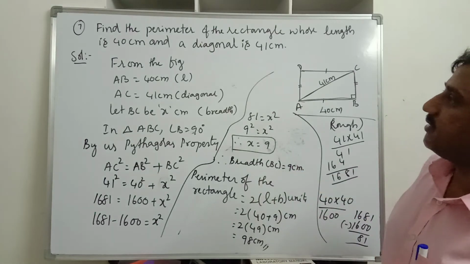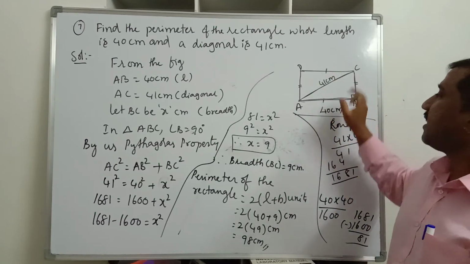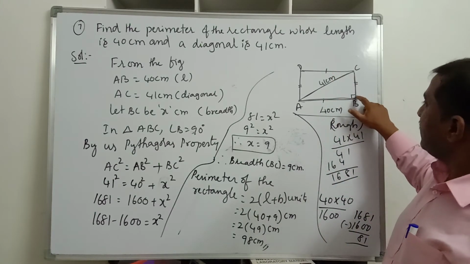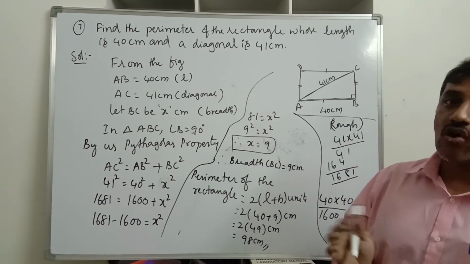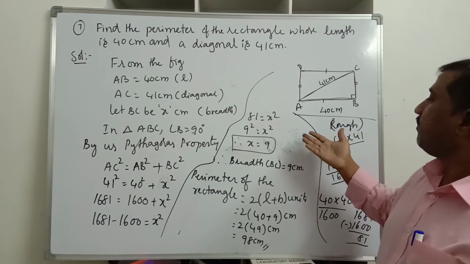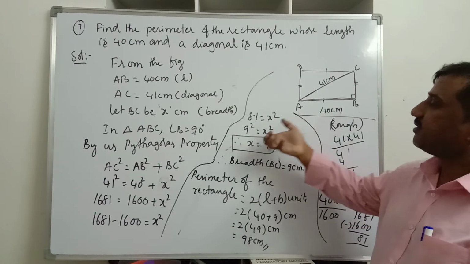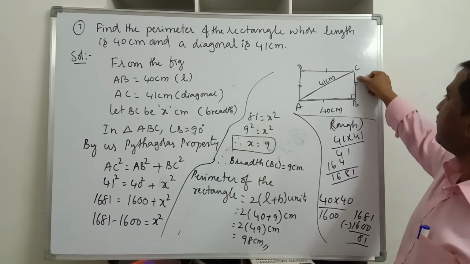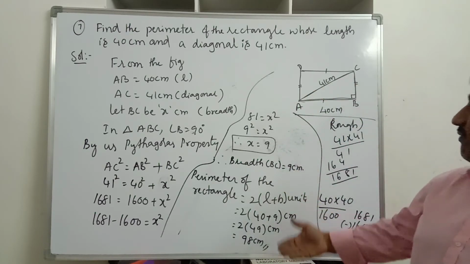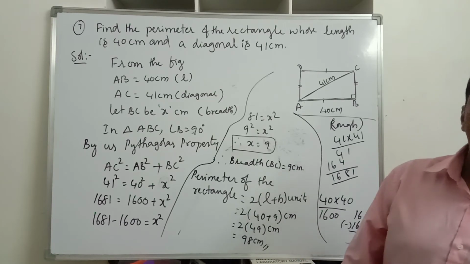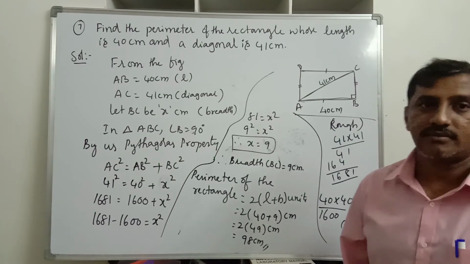How to solve this problem? For this sum, we should know the properties of a rectangle, that is opposite sides are equal and each angle is 90 degrees, so the diagonal divides the rectangle into two right triangles. Then we should know the formula for the perimeter of a rectangle, and the Pythagoras property to find the breadth BC. Then we apply the formula and find the perimeter, which is 98 centimeters. Is it clear, children? Yes.